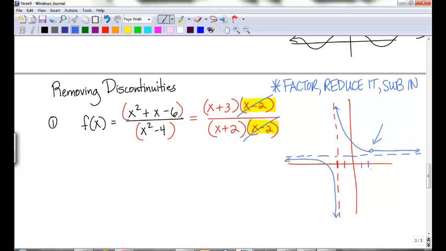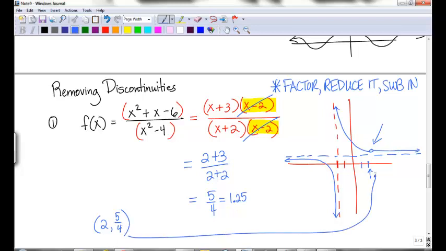What do you sub in? You sub in this x value where the open circle is. Sub in 2. So if you put 2 in, you get 5/4 or 1.25. I don't care if you write it in fraction. If it's fractions, it's reduced, remember? So the ordered pair that fills that in is x equals 2 and 5/4. That is the ordered pair that would fill in that open circle. What you sub in is the x value. It has to be one of these two, not the one that's the asymptote.